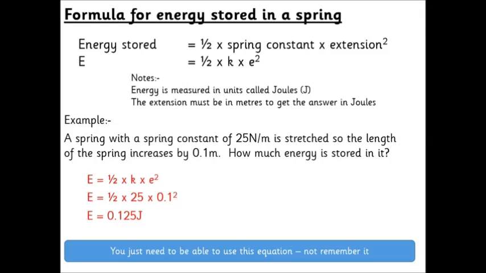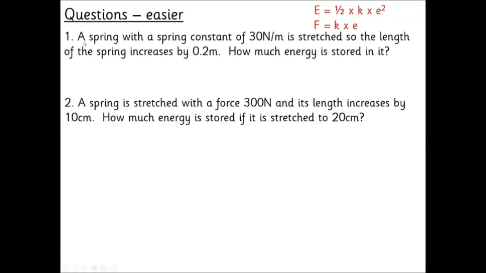Okay, so we could do some slightly more difficult ones, but we'll start off with some easier. A spring with a spring constant of 30 newtons per meter is stretched, so the length of the spring increases by 0.2. How much energy is stored? Again, half times 30 times 0.2 squared. Into your calculator, you get an answer of 0.6 joules. Remember, when you're using your calculator, you put 0.5 times 30 times 0.2 squared. You just square the 0.2. You don't square the whole answer.